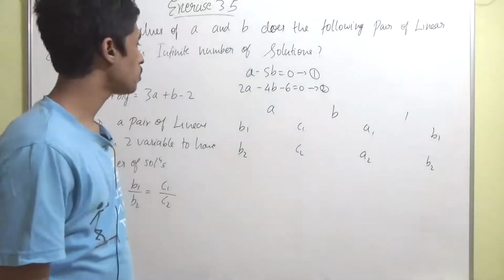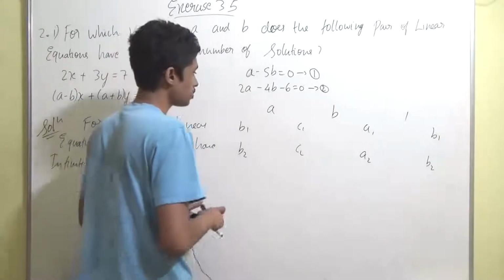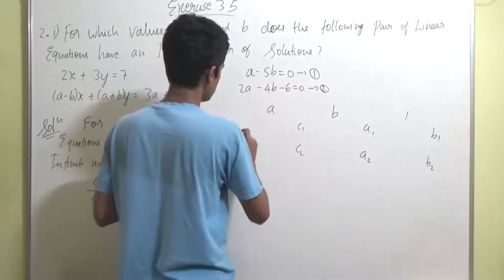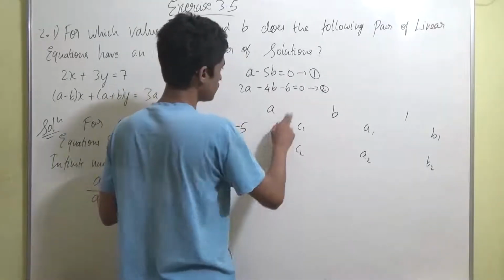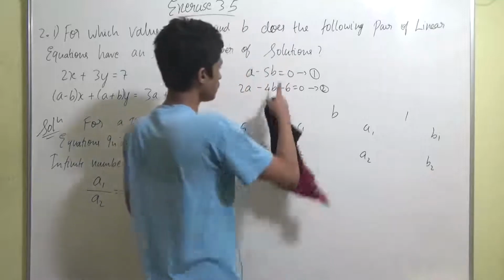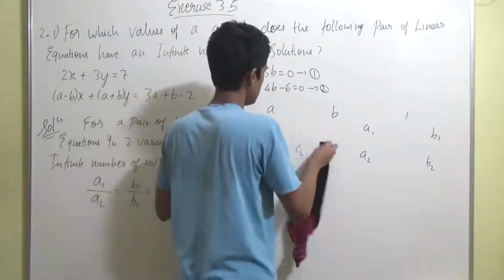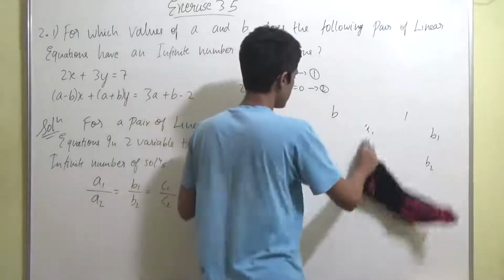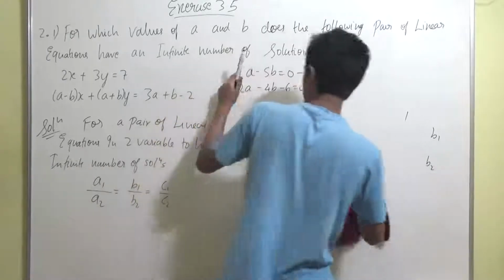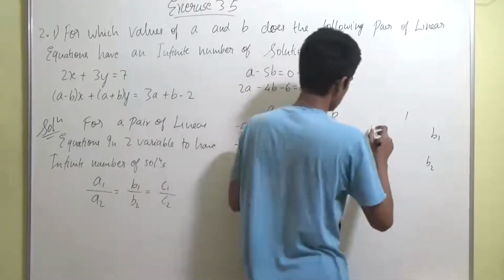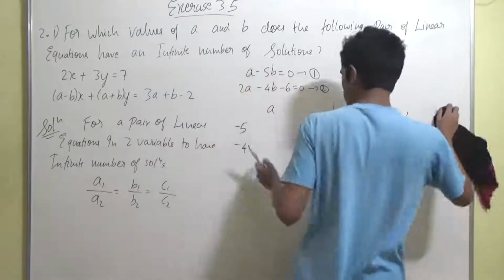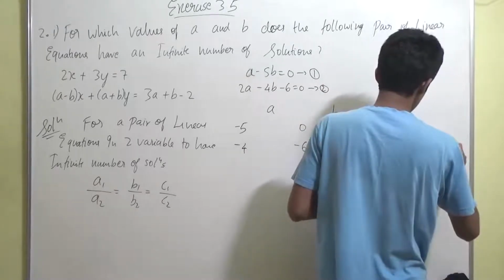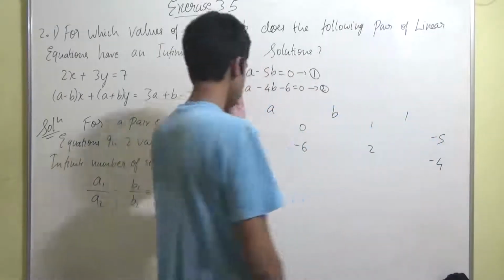Now what we'll do, we'll replace the values of a1, a2, b1, b2 and c1, c2 here. So b1 and b2 are -5 and -4. c1 and c2 are, here c1 is 0. In the first equation there is no c1, so c1 is 0 and c2 is -6. Getting it? And a1 and a2 are 1 and 2. Here it is 1 and here it is 2. And again b1 and b2, we got -5 and -4. That's it, guys. Getting it?